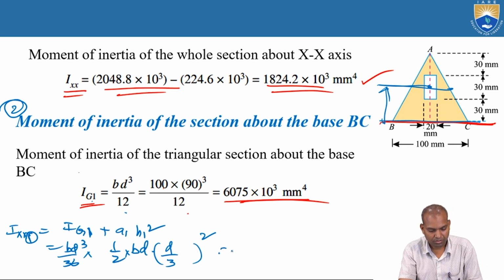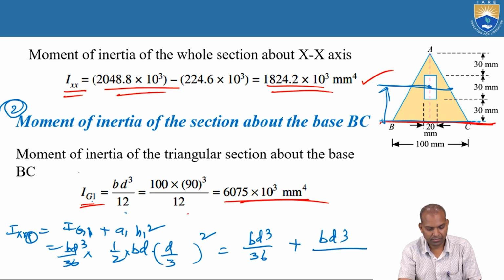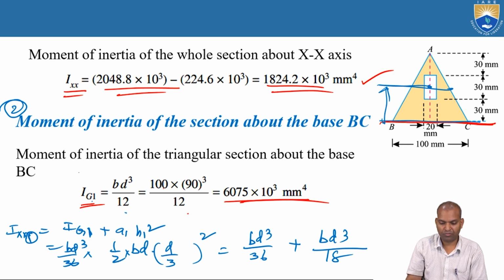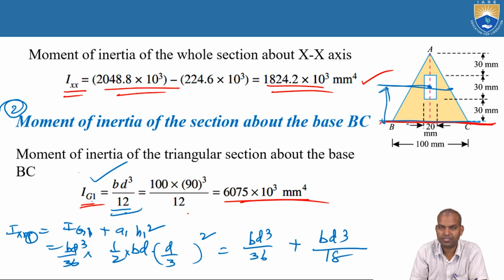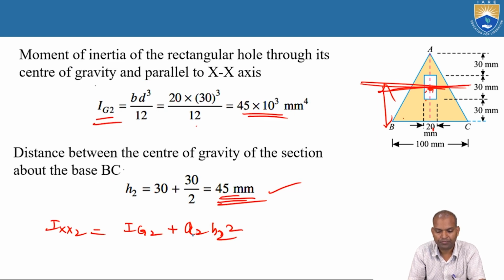Now, if you add BD cube by 36 plus BD cube by 18, then we will get BD cube by 12 directly. This is the value, with its unit, about its base. BD cube by 36 plus BD cube by 18, yes, 1.5, that is 3 by 2, 3 times 12, yes, BD cube by 12 it comes.